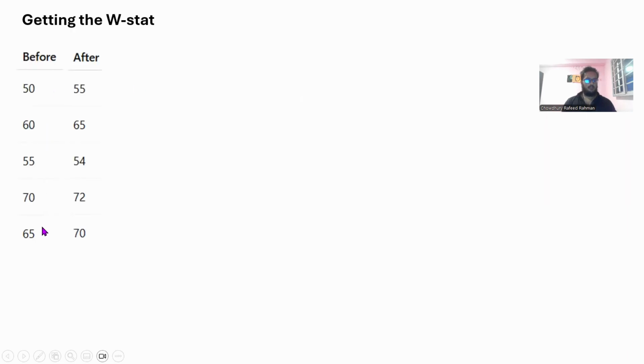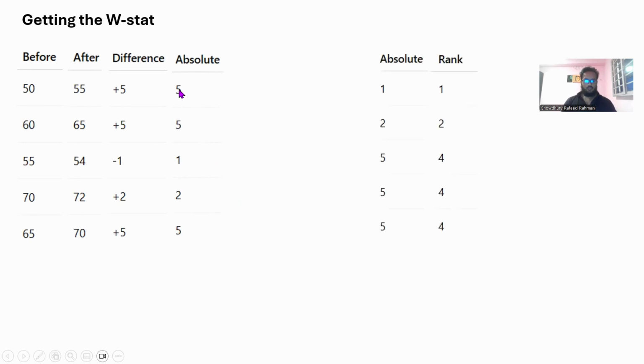So these are the before and after marks after the special classes. What we are going to calculate here is something called the W-stat. In the previous video, we talked about the U-stat; here, instead of the U-stat, we are going to talk about the W-stat. This is the difference: 55 minus 50 equals plus 5, 54 minus 55 equals minus 1, and so on and so forth. Then we are going to take their absolute values, so there is no sign here. Now we are going to sort these absolute values in ascending order and then assign them ranks.